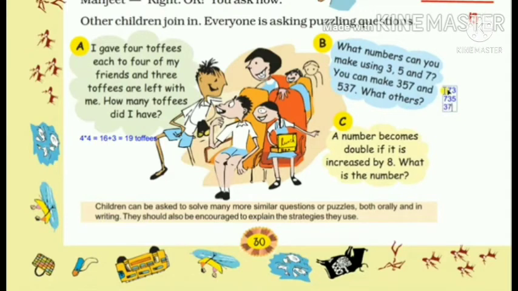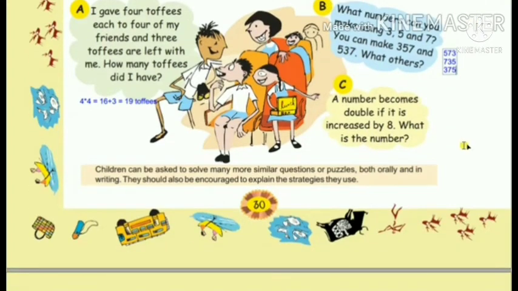Then move to the next question. What numbers can you make using 3, 5 and 7? You can make 357 and 537. What are the others? Those are already written there, 537 and 357. So other numbers are 573, 735, 375. So we have to rearrange the numbers and we get the other numbers.